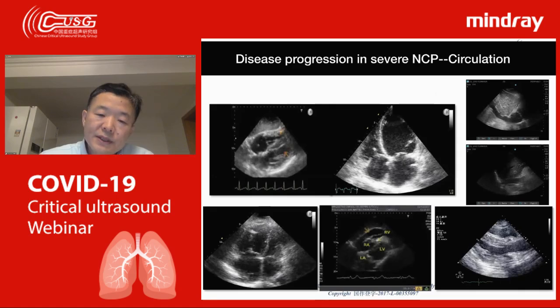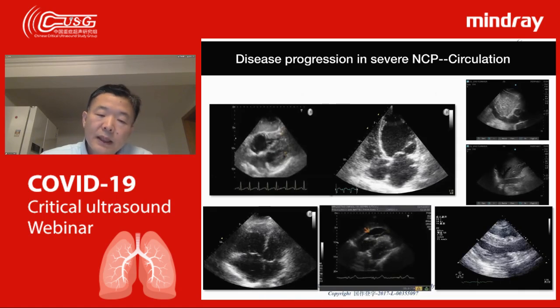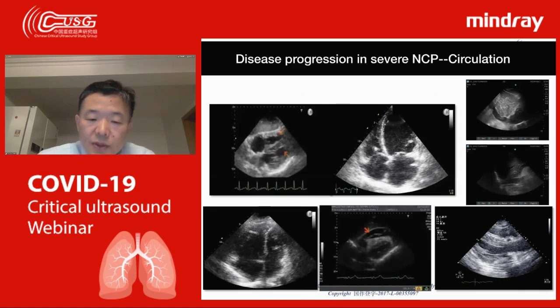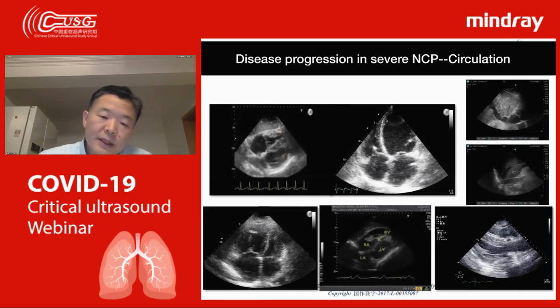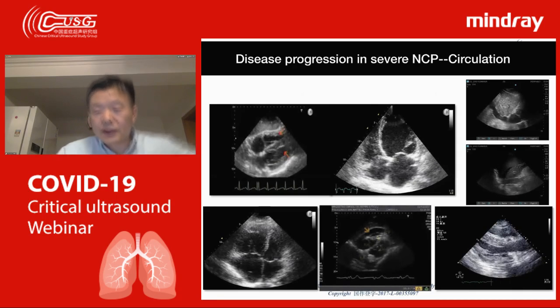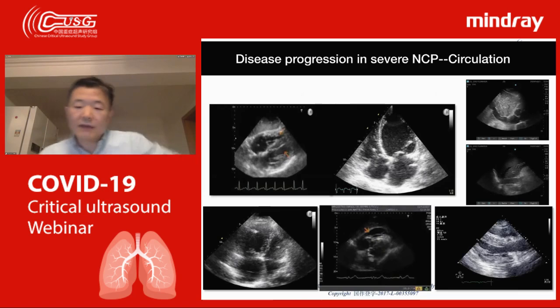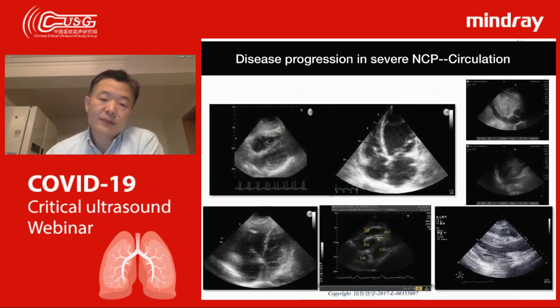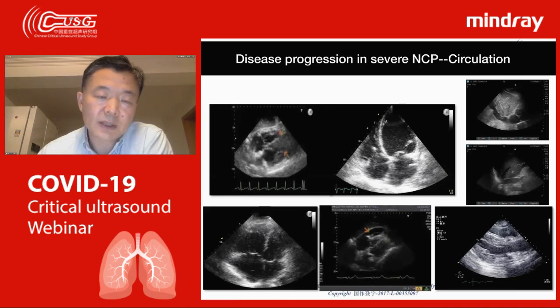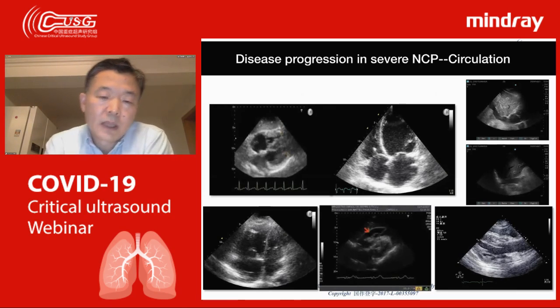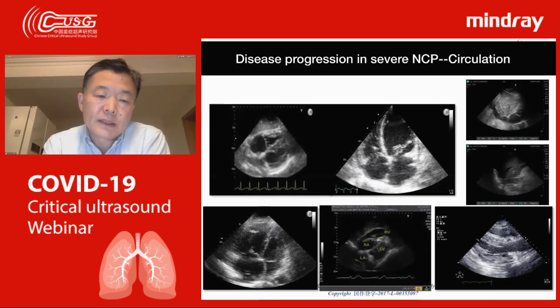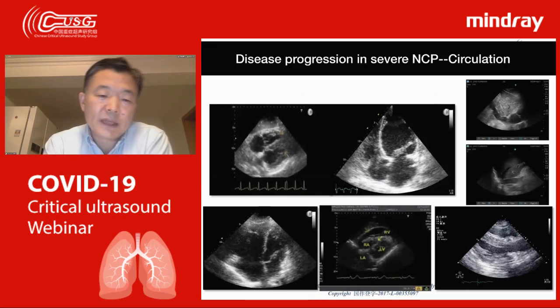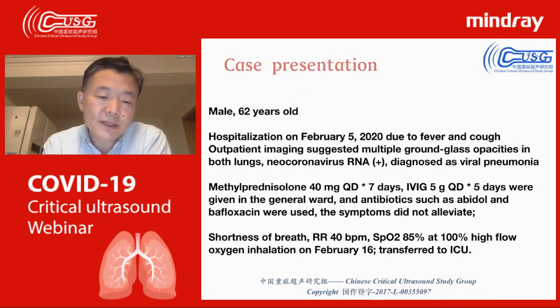So you will see this from different windows, maybe subcostal, or the other windows you can use. You can use IVC, or parasternal, or the other windows to see your patient's heart condition. So we can integrate all these kinds of tools together, and the basic mechanisms together. Let's say a patient.